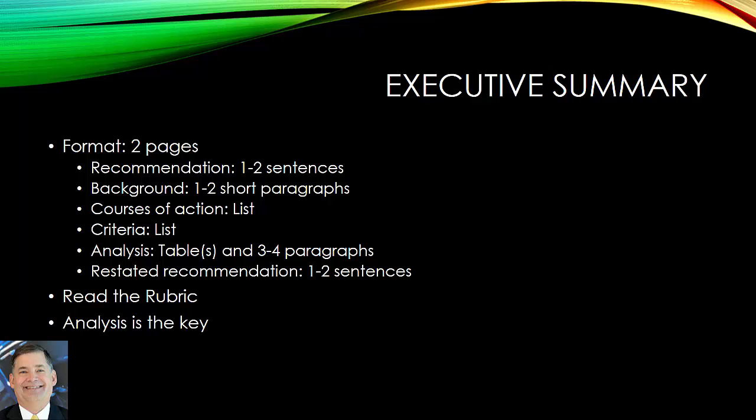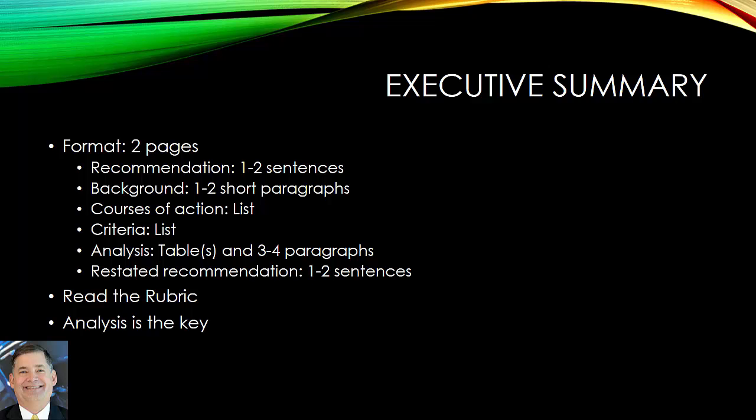It could be how much does it cost. It could be how fast does it accelerate from 0 to 60. So those are going to be your criteria. And if you look at the rubric associated with this, you want to have at least 4 courses of action and at least 4 criteria to make your evaluation.